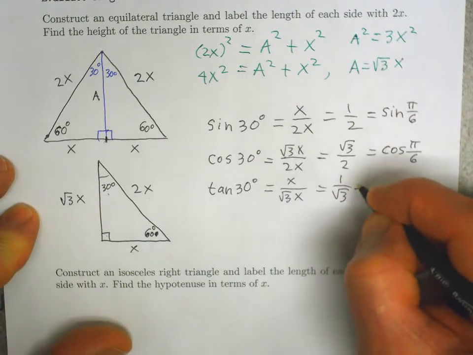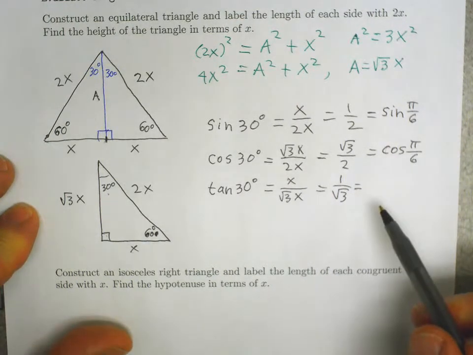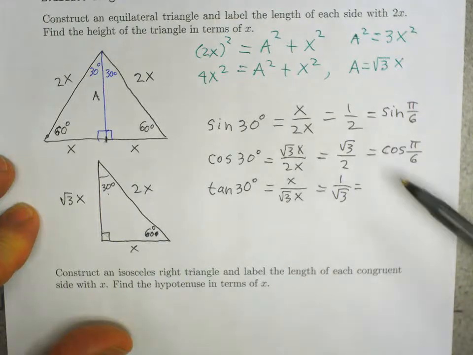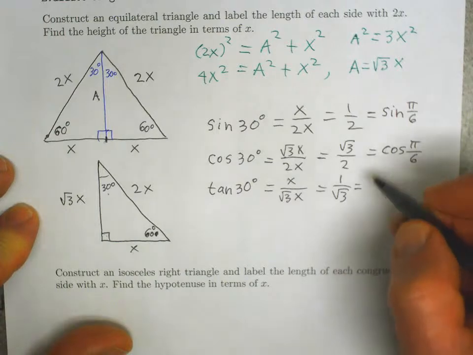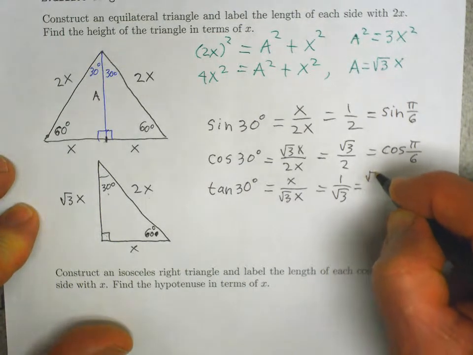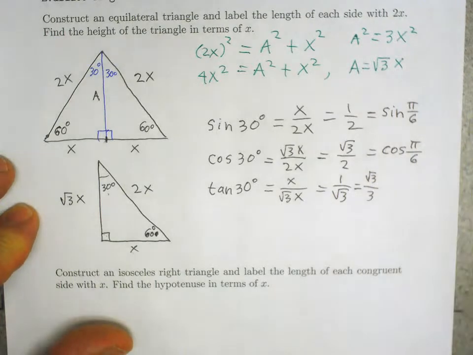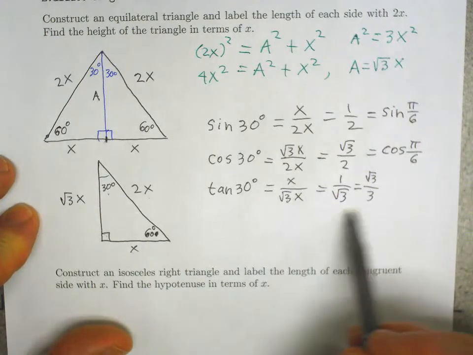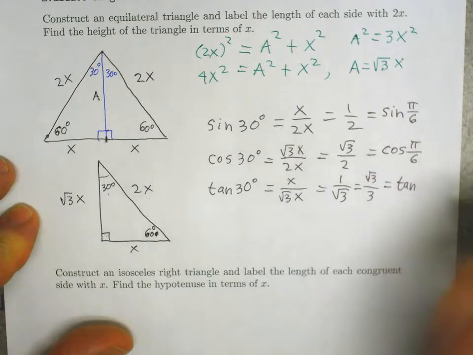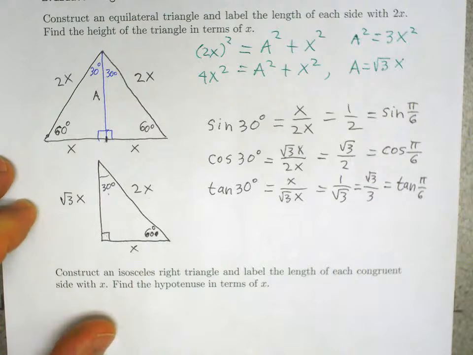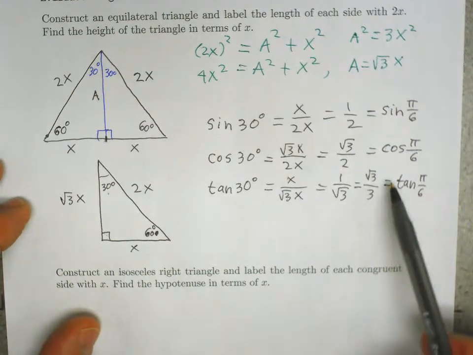You'll often see this number with a rational denominator. So you can rationalize the denominator if you multiply the numerator and denominator by the square root of 3, so you get the square root of 3 over 3. But either way is okay with me. And then 30 degrees is pi over 6 radians, so the tangent of pi over 6 is square root of 3 over 3.